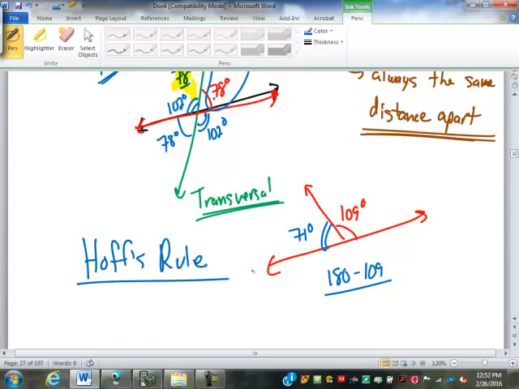The rule states, at least as of right now, when parallel lines are crossed by a transversal, all angles formed are either equal or supplementary. Supplementary means they add up to 180 degrees. Supplementary.